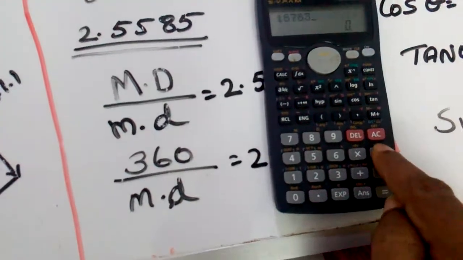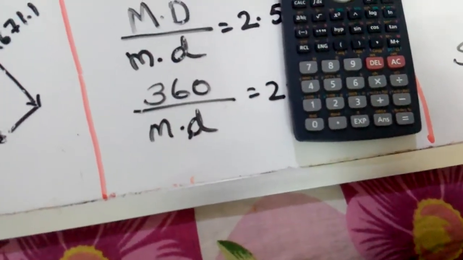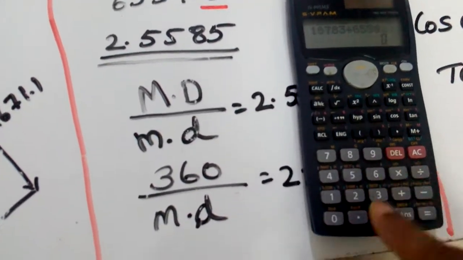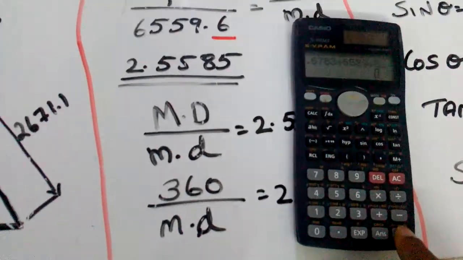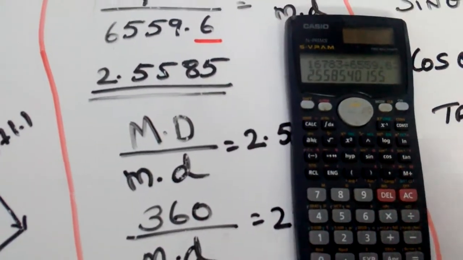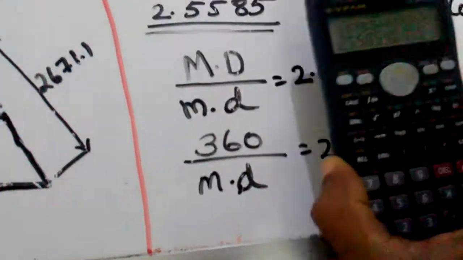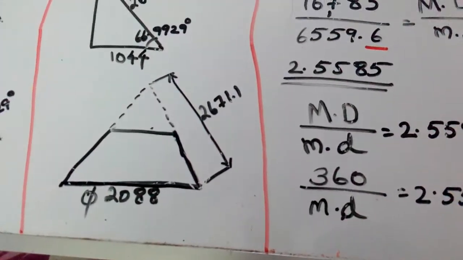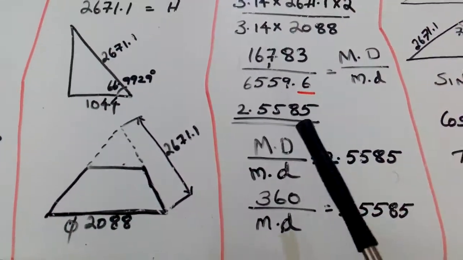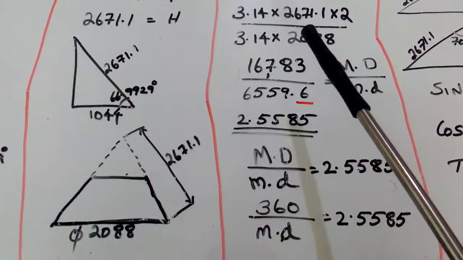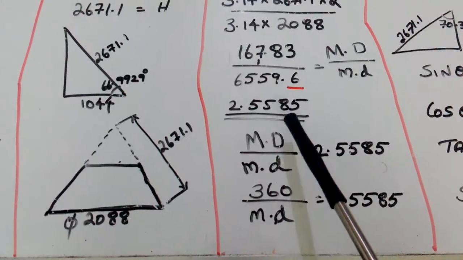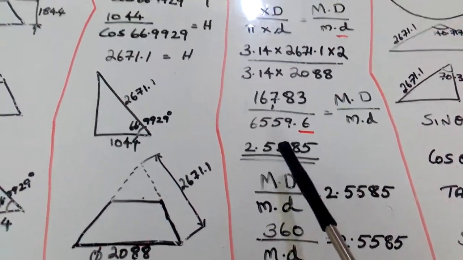16,783 divided by 6,559.6. Then we get one measurement, 2.5585. We divided 16,783 divided by 6,559.6. Then we got 2.5585. What is this? What does it mean?